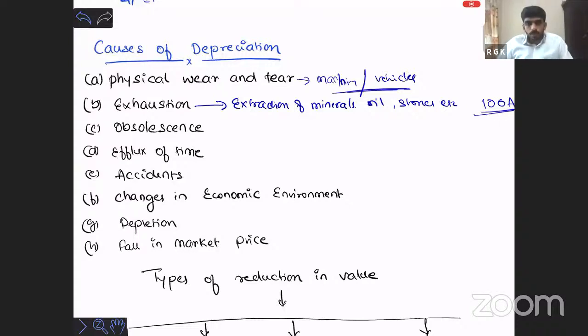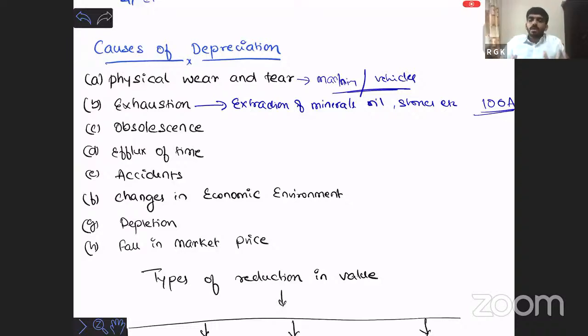Accidents. So how does this work? Let us say you have a truck. You have a good truck which was purchased around 2 years back, and it is running very well, and the life of the truck is 15 years. Due to unfavorable circumstances, the truck meets with an accident, and you cannot use it for business purposes. Now automatically the value of the truck reduces. Even this causes depreciation.